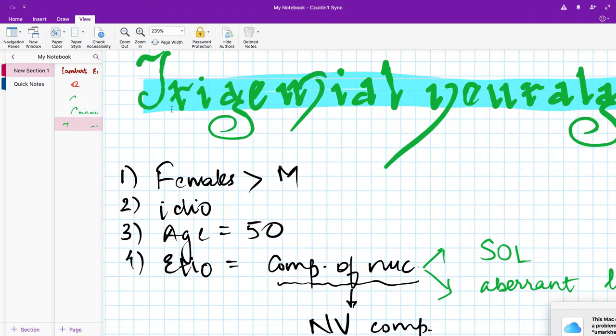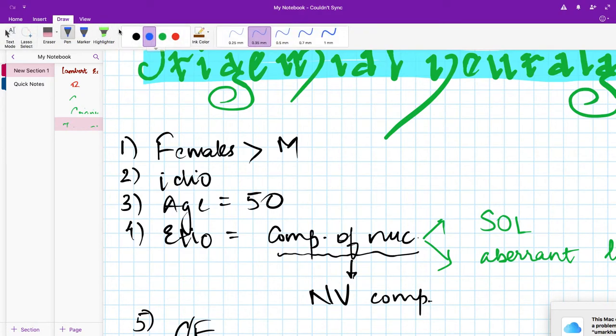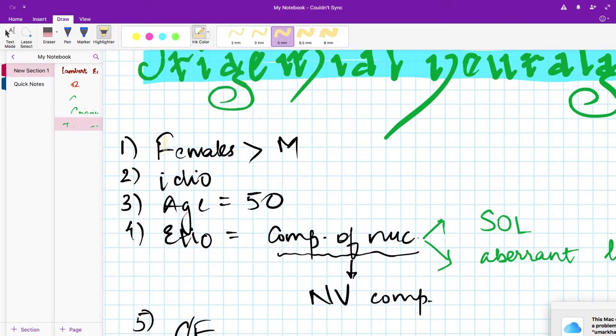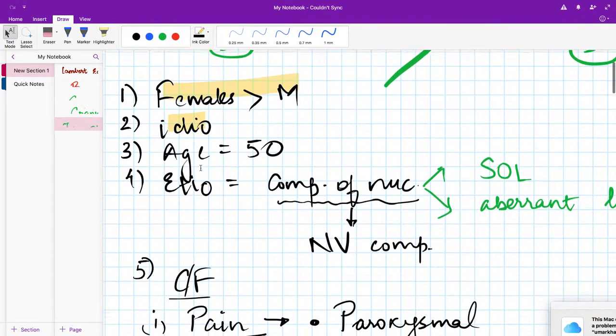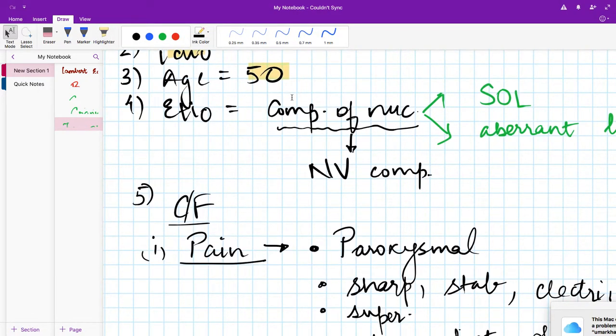There are certain important features, like it's more common in females. Now let's look at the various features, at which age group and which gender, the epidemiological factors. Females are involved more than males. It's idiopathic. It usually starts at 50. The most common presentation is at 50 years of age.